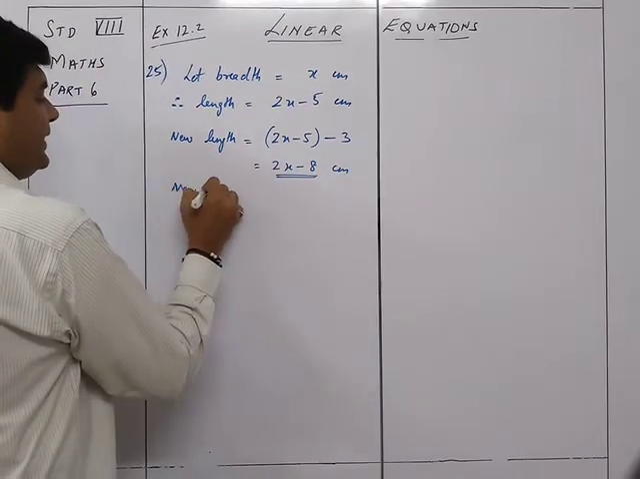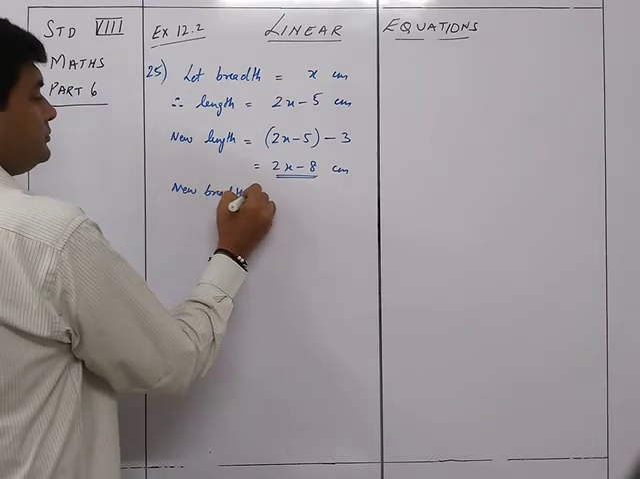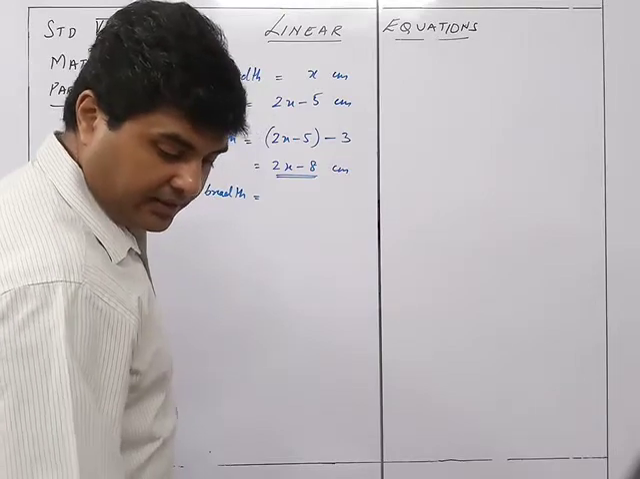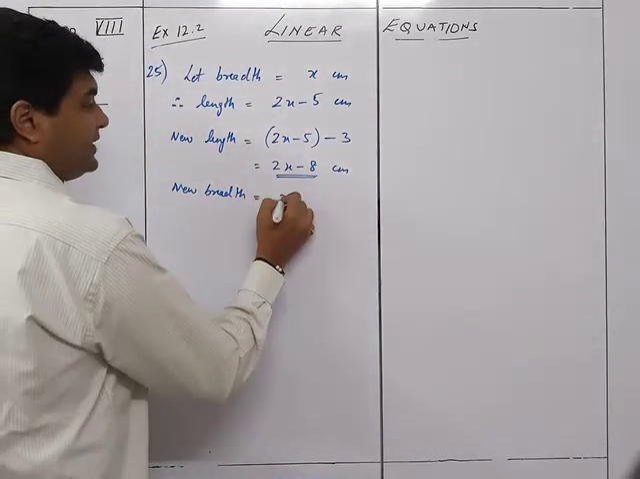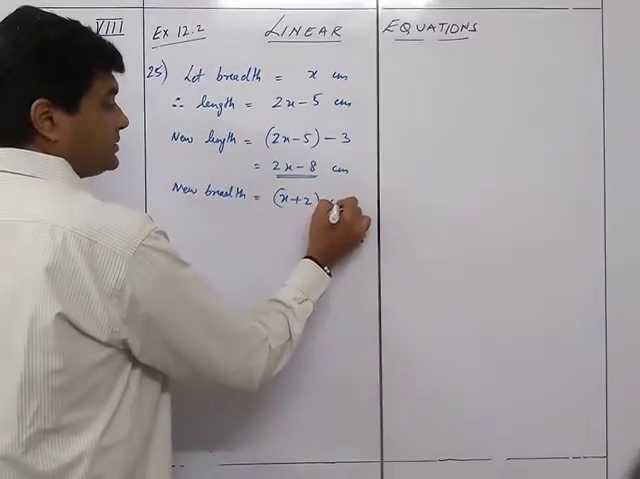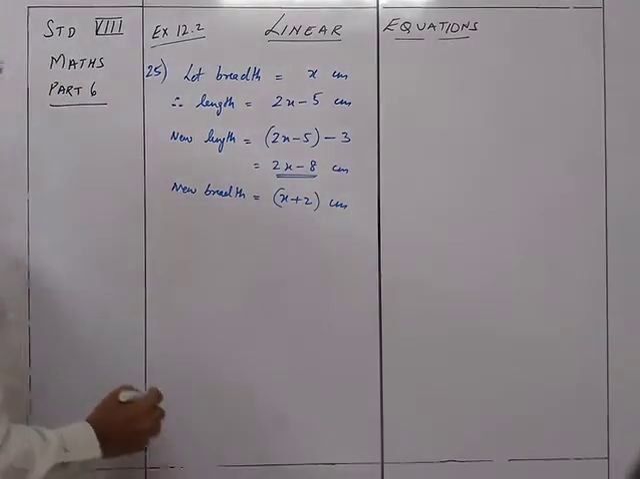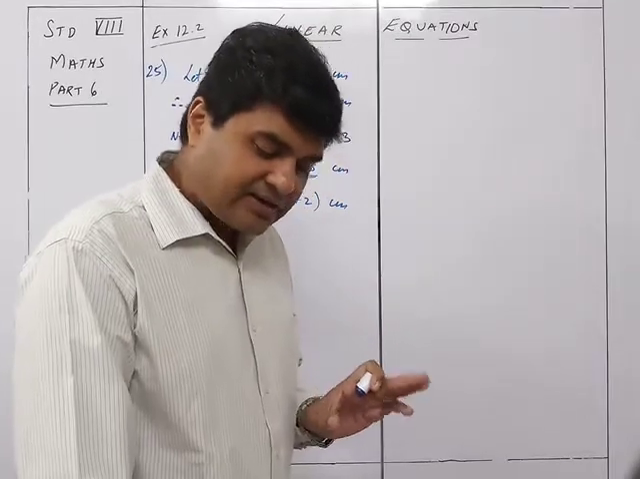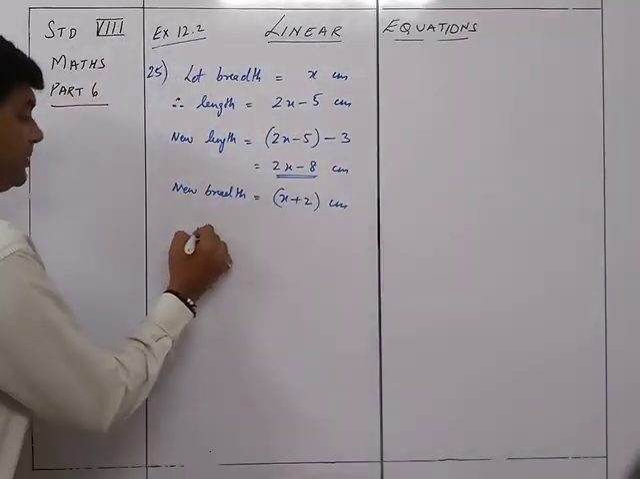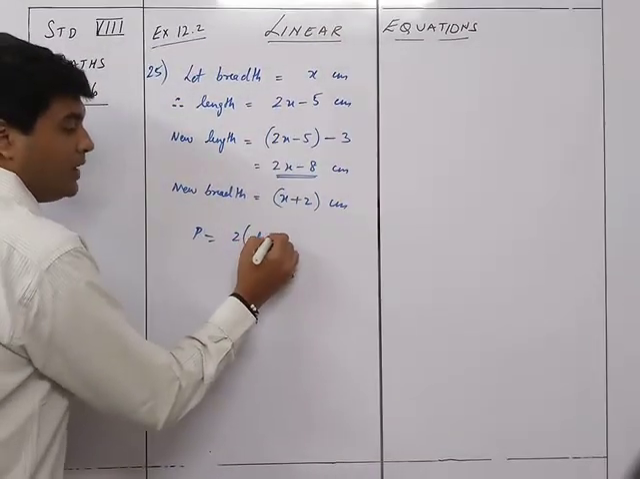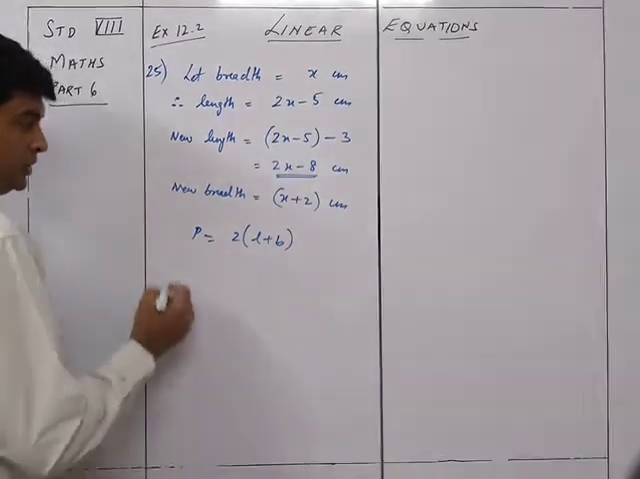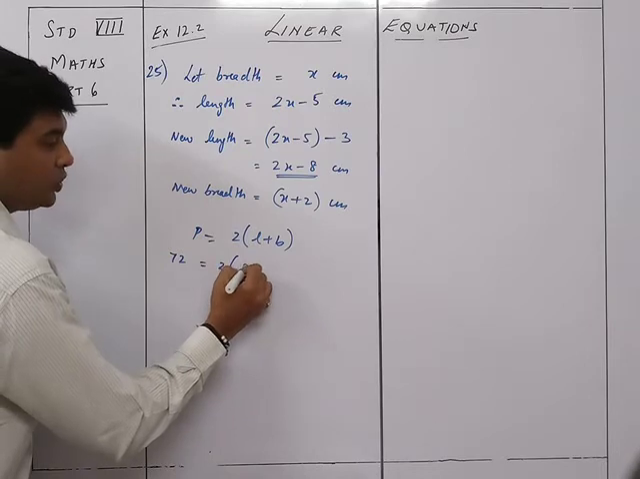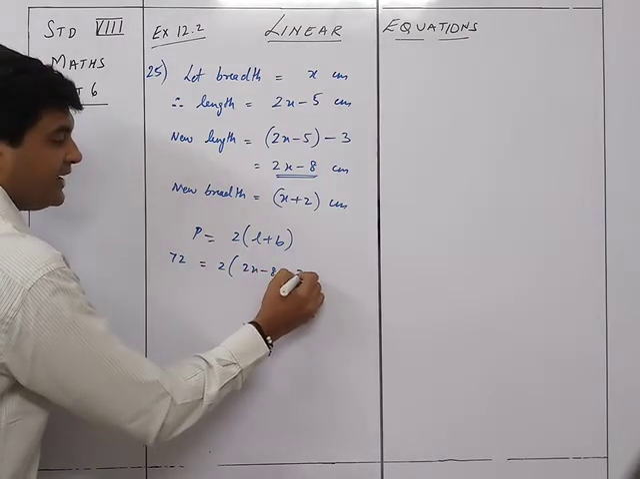Now the new breadth is, again, the breadth is increased by 2. So it will be x plus 2 centimeters. Now you know that the perimeter of the resulting rectangle is 72. So we know the formula for perimeter is 2(L plus B). So 72 is equal to 2 times (2x minus 8 plus x plus 2).